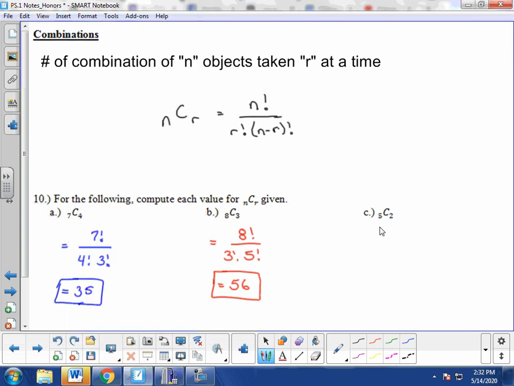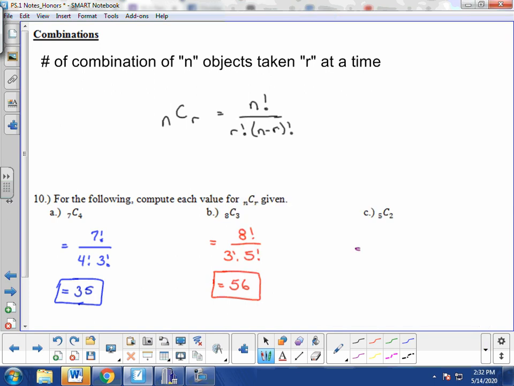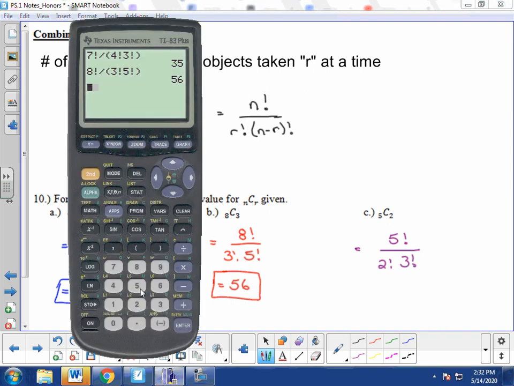Let's see if you can do C. 5 choose 2, or a group of 5 where we're taking 2 objects. Hopefully you've got an answer for C. So this one would be n factorial, 5 factorial, over r factorial, so 2 factorial, times n minus r, which is 3 factorial. And if we do that in the calculator, 5 factorial divided by 2 factorial times 3 factorial, and that gives us a total of 10 combinations.